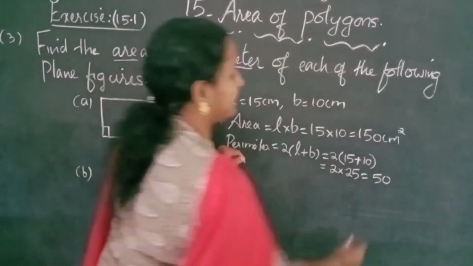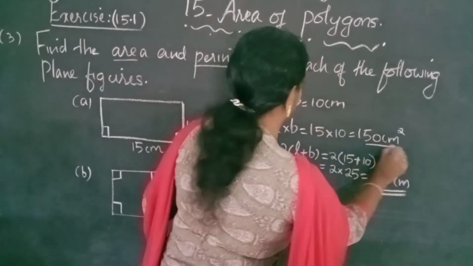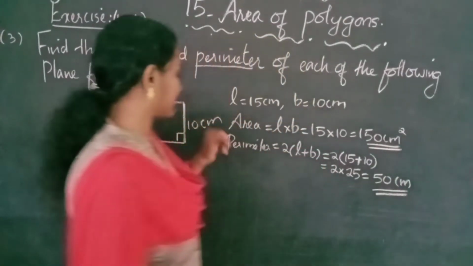50. So the perimeter is 50, and the unit is centimeter. 50 centimeter. The area is 150 centimeter square.